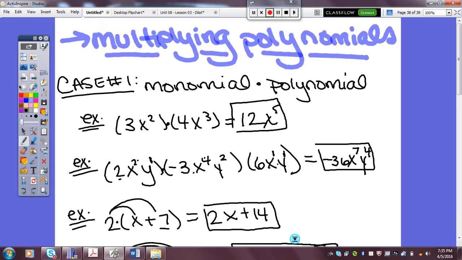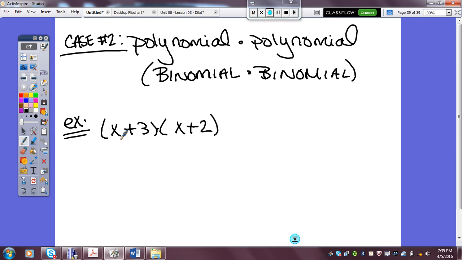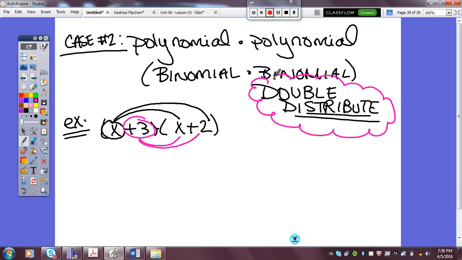On this previous page, we knew we had to distribute because I had a number sandwiched outside my parentheses to go inside. Over here, I have 2 parentheses sandwiched together. So how do I solve this? I do what's called double distribute. What this means is I take x and I multiply everybody in my second parentheses, and then I'm going to take 3 and I'm going to multiply 3 to everybody in that second parentheses. Notice I'm distributing twice, which is where they get this double distribute. Okay, so let's check this out.